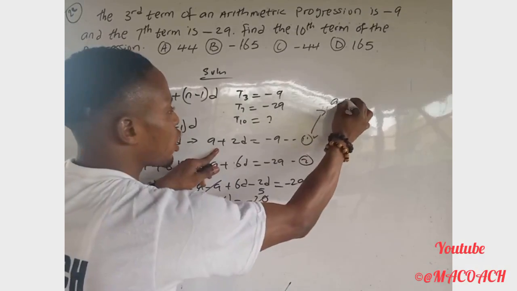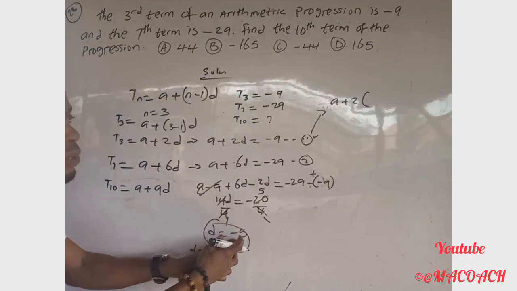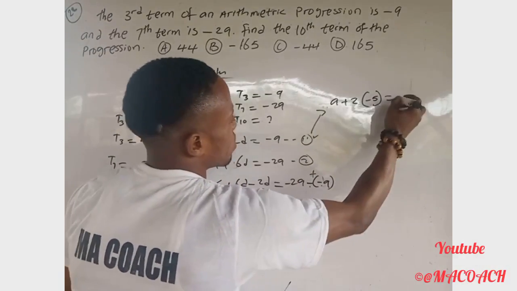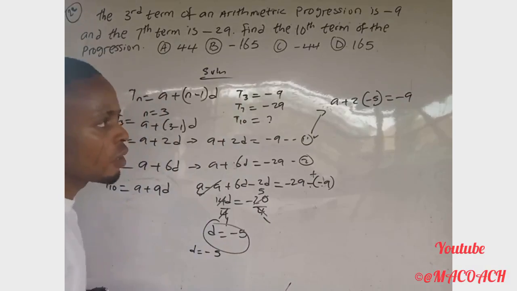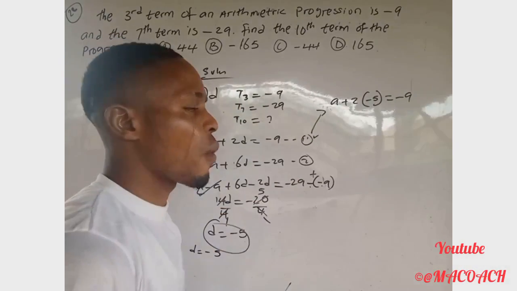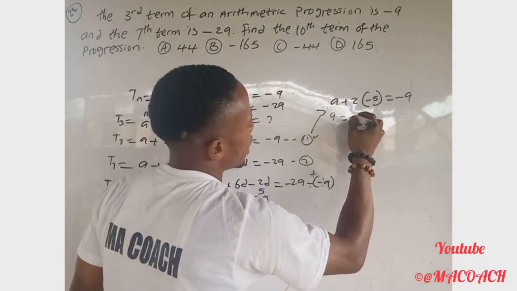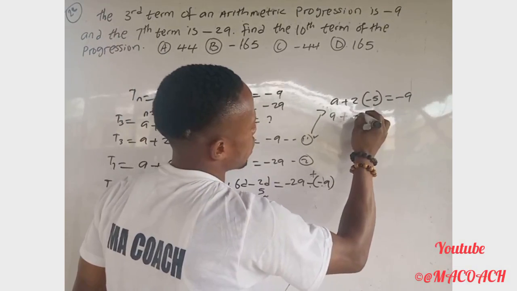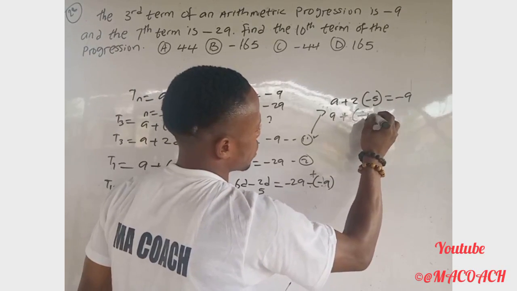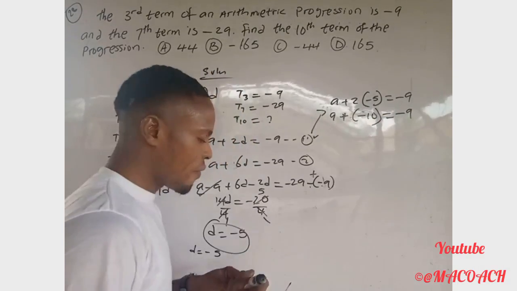So for this equation 1 now, we have it like this. That's a plus 2 into bracket, where d is minus 5, that's 2 into bracket minus 5, equal to minus 9. So in this place, let's put the bracket. 2 times minus 5, we have minus 10. We have a minus 10 equal to minus 9. So let's open the bracket here.